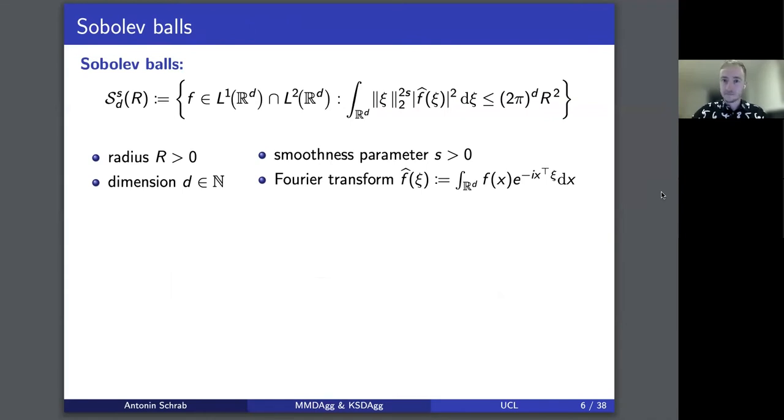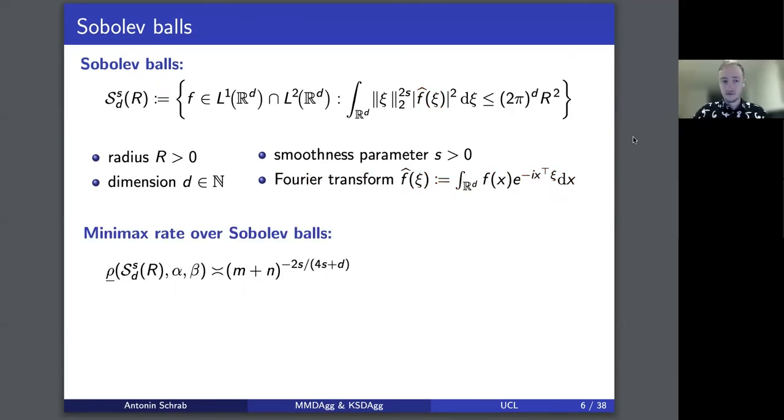And we have this integral over the term here, and we want this to be bounded. So we have some radius R, and we want that integral to be bounded by this radius. We have a smoothness parameter where in the integral there's an L2 norm of psi raised to some power 2s, where s is a smoothness parameter. I'll explain why we call it the smoothness parameter later. And the dimension, and here we have this Fourier transform term. So this is an integral in the Fourier domain, and we want this to be bounded.